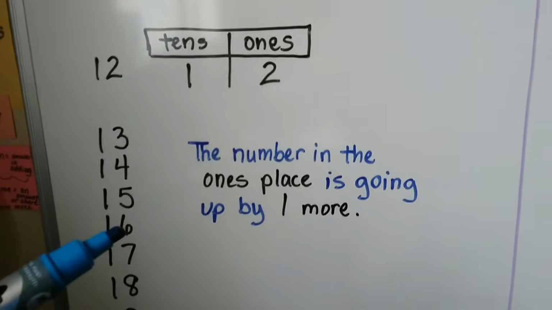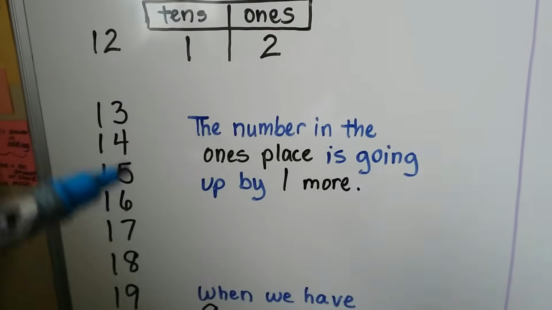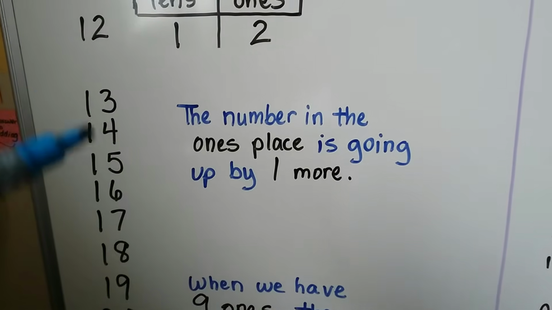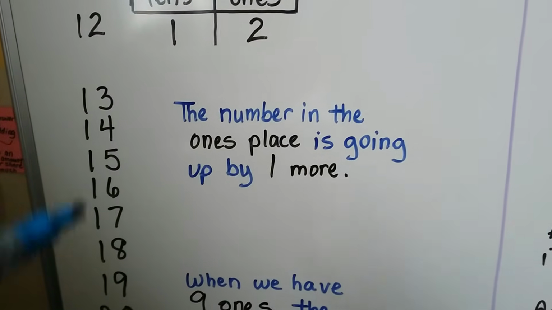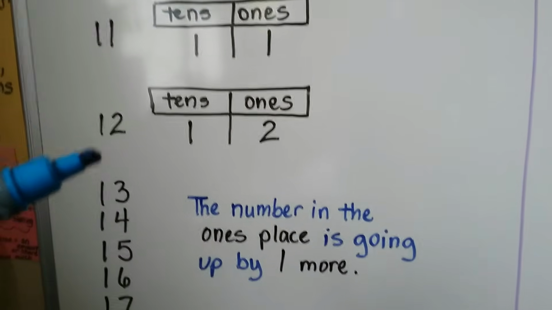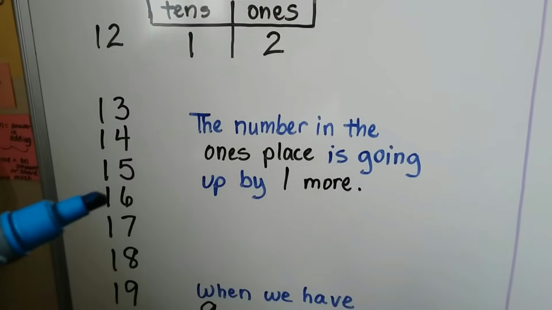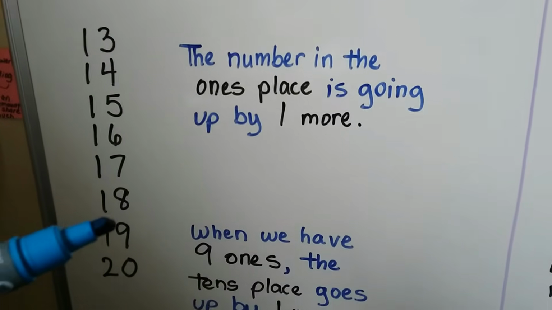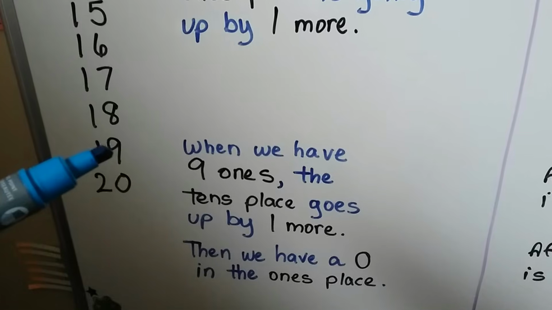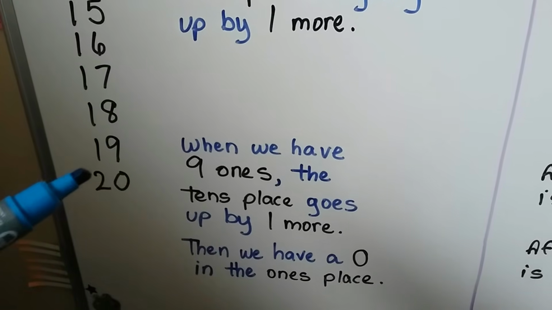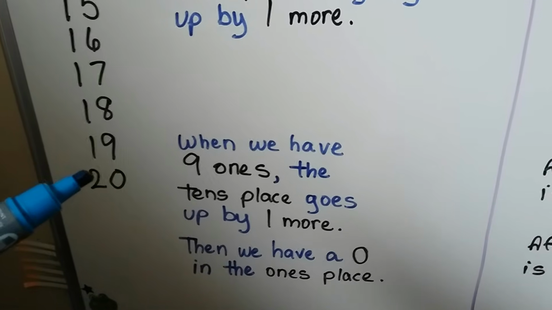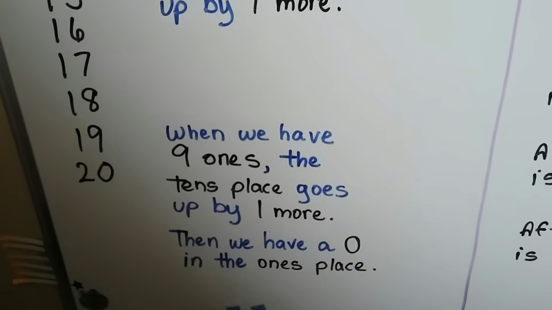We have 5, 6, 7, 8, 9. And these are all in the ones place, and the tens place stayed as a 1, didn't it? So then we had 10, 11, 12, 13, 14, 15, 16, 17, 18, 19. When we have 9 ones, the tens place goes up by 1 and it becomes a 2, and the ones place goes to a 0.